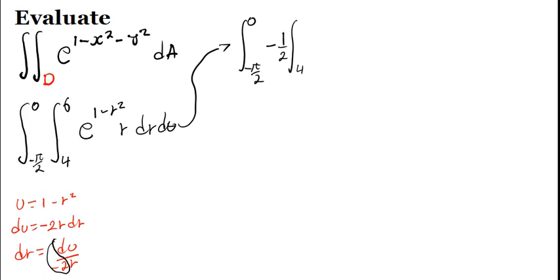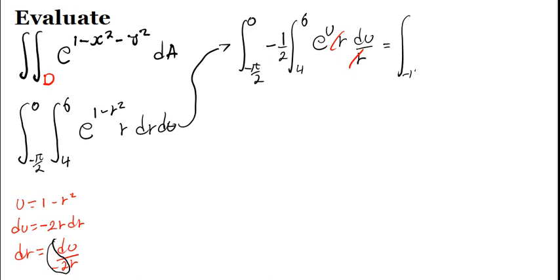evaluating from 4 to 6, and here you have e to the u. Then you have r. Then when you have dr, you have to put du over r. I was supposed to say du over minus 2r, but I've already put the minus 2 out, the minus 1 over 2 outside. Then one thing you observe is that this and that can cancel out. So you can go ahead and do the integration.